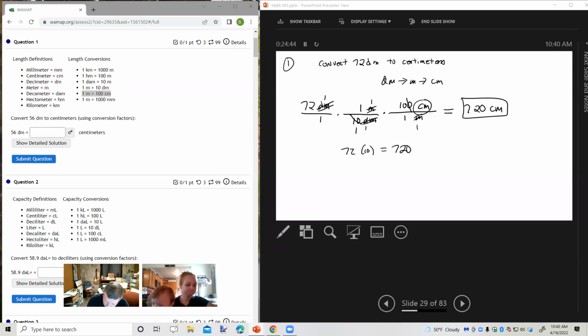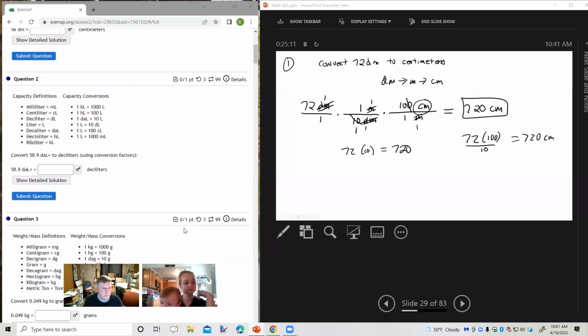Now, yes, I could have taken 72 times 100 over 10, punched it all into my calculator and come up with the answer as well. But we're just dealing with tens. Dealing with tens, we're just moving the decimal point. Multiplying by 10, it gets 10 larger. You move the decimal point to the right. Dividing by 10, it gets 10 smaller, a factor of 10. So you move the decimal point to the left. Anyway, let's go on and take a look at another example.